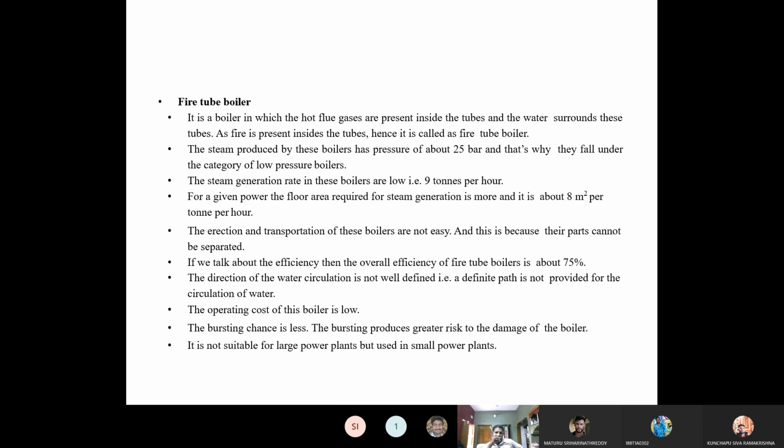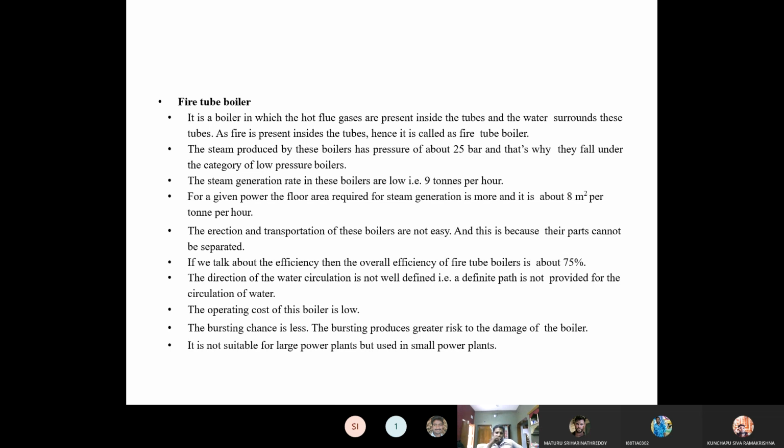Through the tubes, hot gases are flowing. That is the thing. The operating cost of this boiler is very low, as the steam pressure and quantity produced are less. The chances of explosion or bursting are less. Bursting produces a greater risk of damage to the boiler. If the boiler bursts, it causes a greater risk to the boiler.